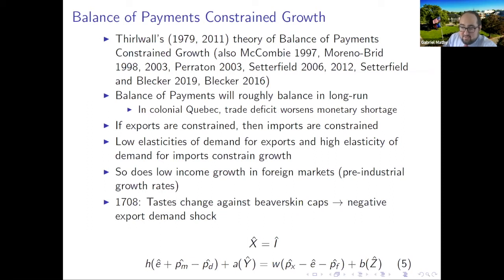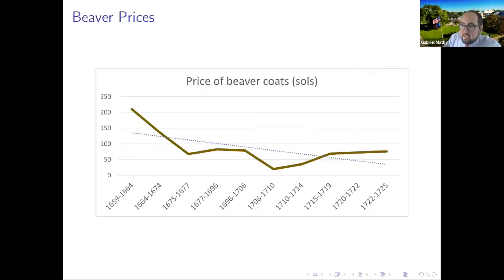The beaver skin hats obviously are popular for a little while, but not forever. Obviously, people don't really wear them today. And so there are some fluctuations, but the kind of long-term trend in the price of beaver coats.